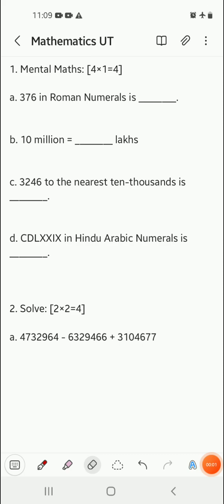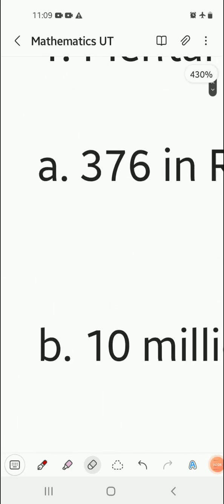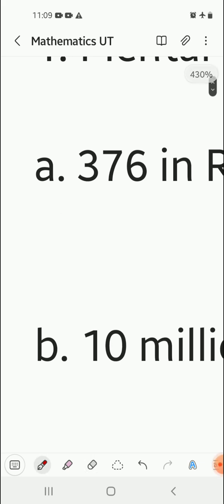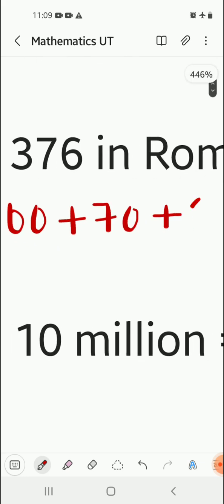Today we are going to discuss some basic maths. See, 376 in Roman numbers. The step is to break it into simple parts, that is, expanded. So 376 can be written as 300 plus 70 plus 6.